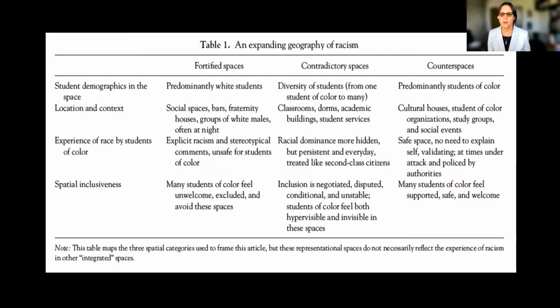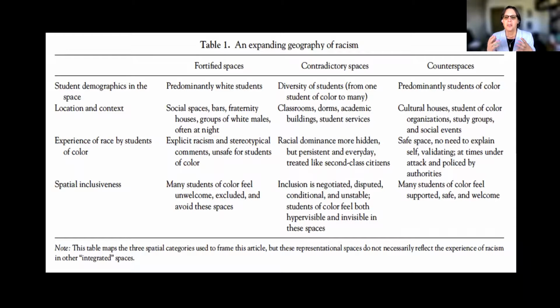So these kinds of things are, for example, cultural houses. It could be a club. It could be even a specific course where students of color feel very comfortable. It could be a professor's office. It could be a particular spot on campus where students hang out in between classes. So they're both formal and informal spaces. And the idea is that they counter the feeling of not feeling welcome.